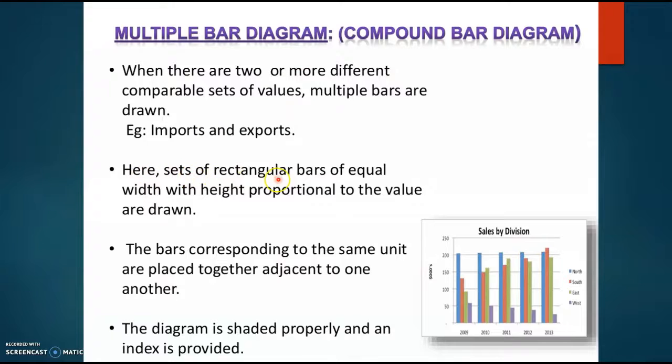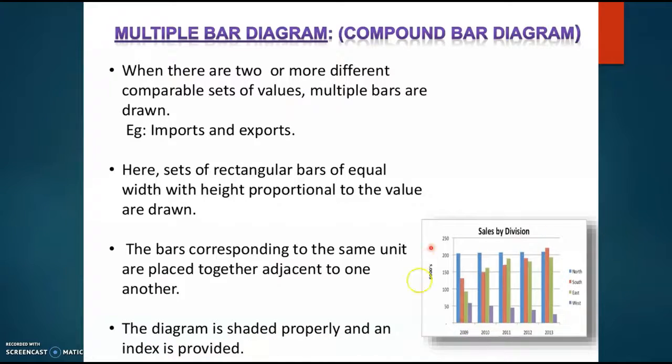Here, sets of rectangular bars of equal width with height proportional to the value are drawn. The bars corresponding to the same unit are placed together adjacent to one another. So, this is the example of multiple bar diagram. Here, 4 components are there. So, these bars corresponding to the same unit are placed together adjacent to one another. The diagram is shaded properly and an index is provided.